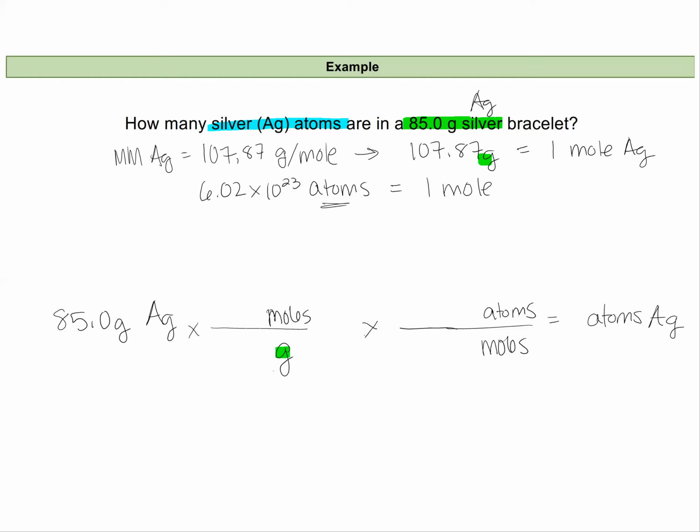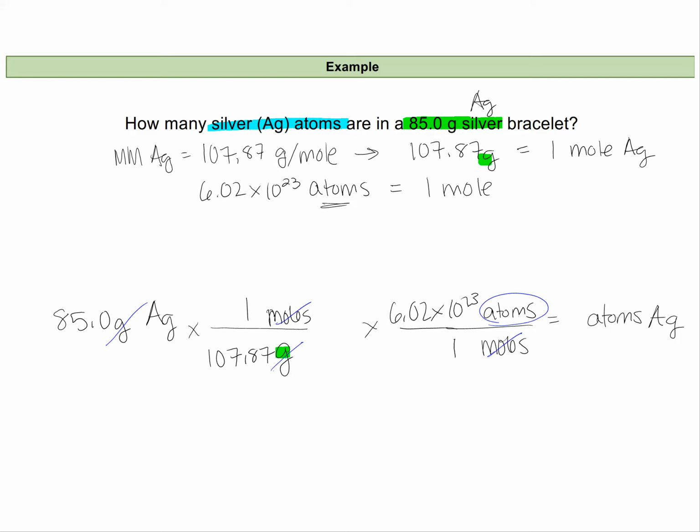Now, looking at this, just using these two conversion factors, I can see that my grams will cancel. Sorry, wrong G. The grams will cancel. My moles will be on the top and the bottom of my fraction, so those will cancel, and I'll have just units of atoms left over. So now I'm going to come in and just plug in my numeric values. In 1 mole of silver atoms, it's going to weigh 107.87 grams. And in 1 mole of silver, I'm going to have 6.02 times 10 to the 23rd atoms.